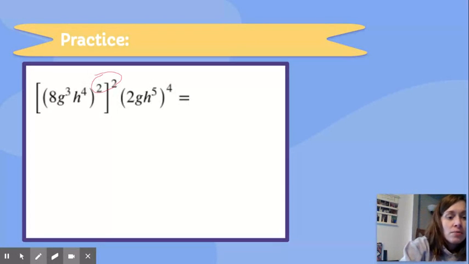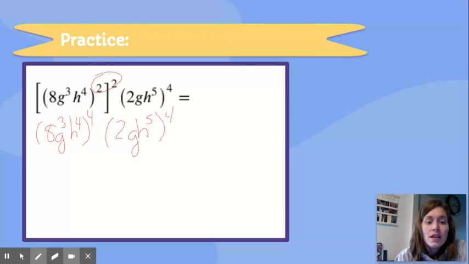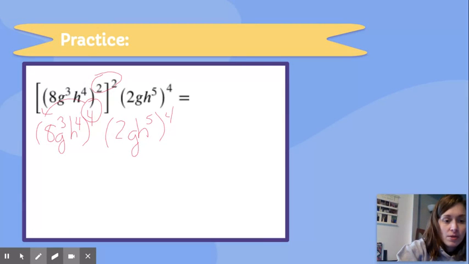So I'm just going to rewrite this as 8g to the third, h to the fourth, all to the 2 times 2, we made that 4th power. And then over here we had 2g, h to the 5th, all to the 4th. Okay. Now from here, we have to distribute the exponent to everything inside the parentheses, okay?